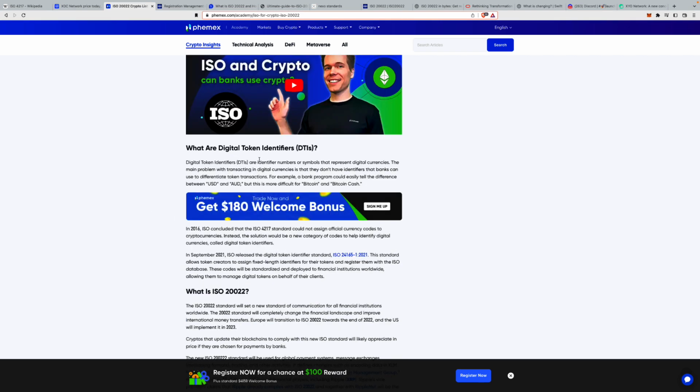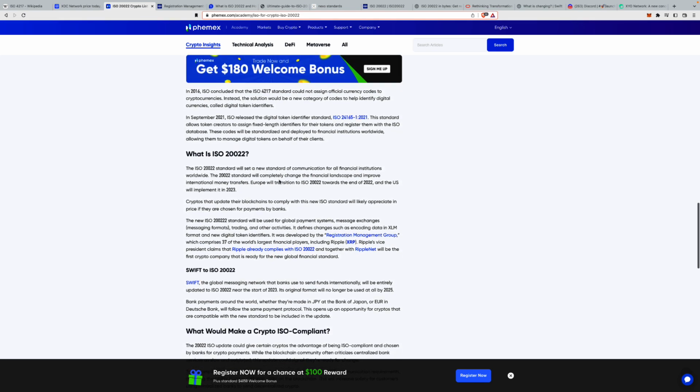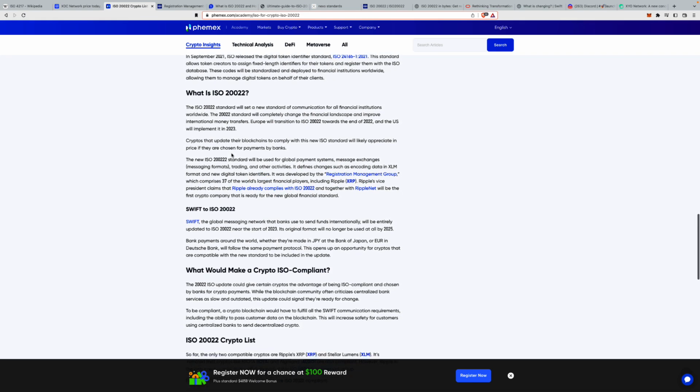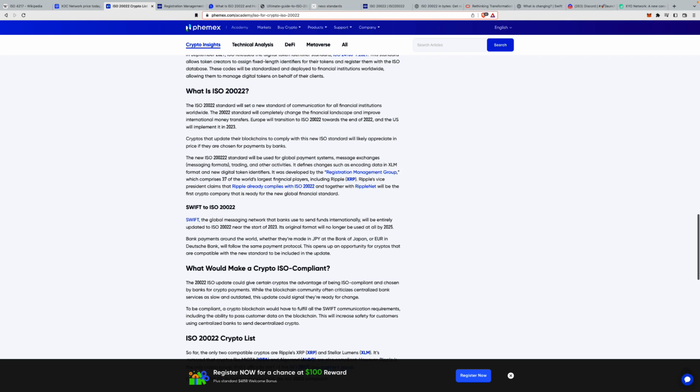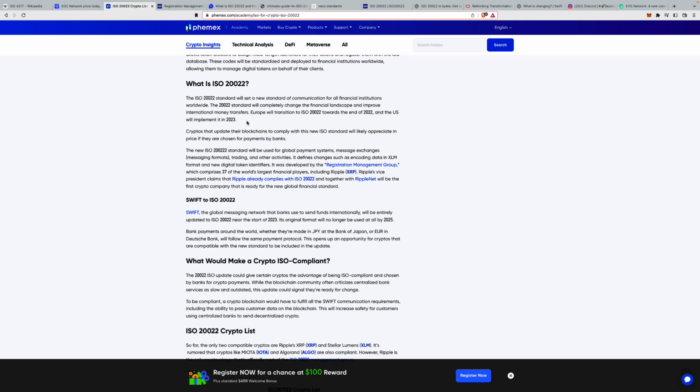So then it goes into digital token identifiers. We're not going to run through all this. Let's go into what is ISO 222, right? It talks about Ripple in here. The ISO 222 standard will set a new standard of communication for all financial institutions worldwide. The ISO 222 standard will completely change the financial landscape and improve international money transfers.